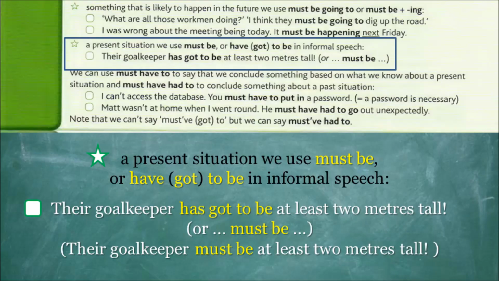A present situation. We use must be or have to be. Have got to be in informal speech. Their goalkeeper has got to be at least 2 meters tall. Or must be. Their goalkeeper must be at least 2 meters tall.